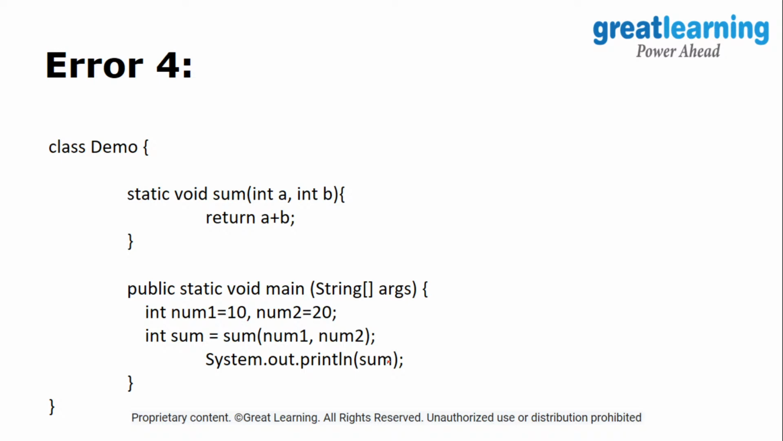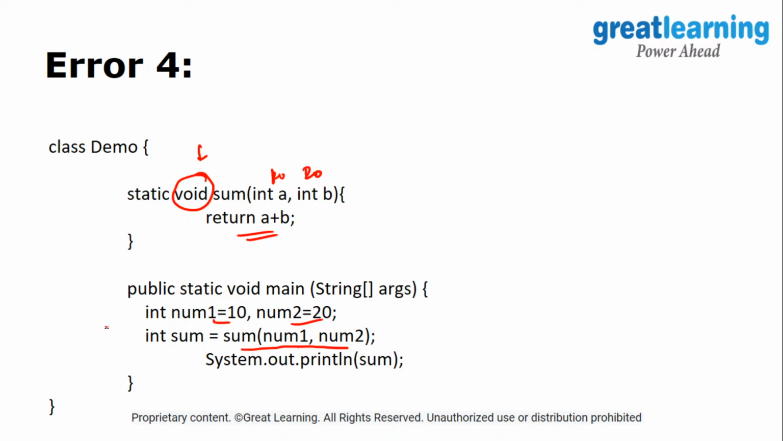Okay, so now if you observe carefully, we have num1 equal to 10 and num2 equal to 20. Now we are calling this sum function, and we are passing in num1 and num2, so it will be integers 10 and 20, right? Now we are returning a plus b. But the return type of this function is void, and that is not possible, right? It should be integer, right?